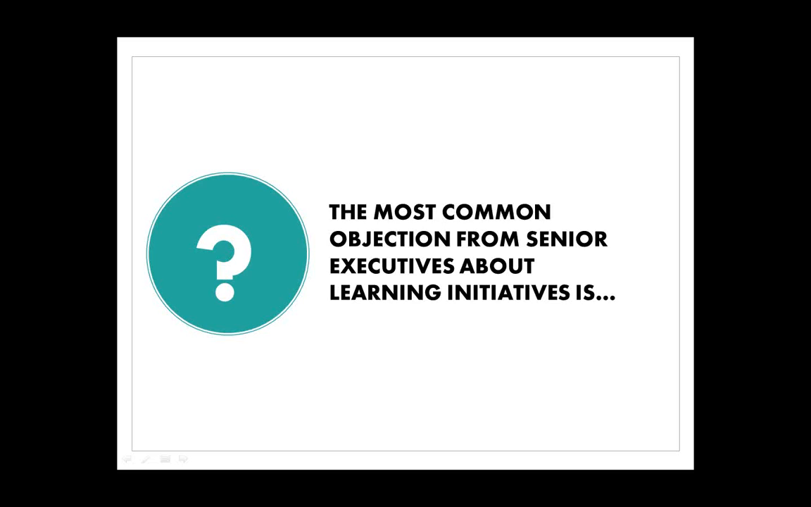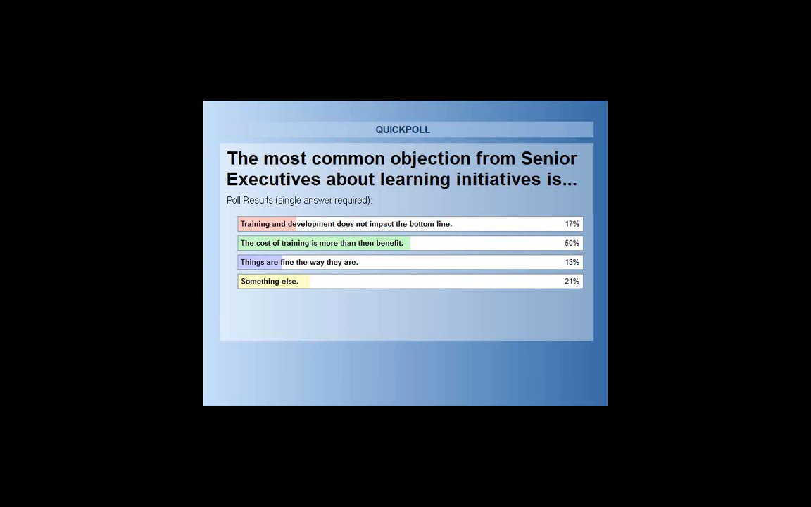Well, each one of these choices we address head-on in today's session. And if you think about that, 2/3, 67%, say it doesn't impact the bottom line or the cost of the training is more than the benefit. And that really gets at the heart of building an effective business case. And then things are fine the way they are. That gets to the biggest competitor that we face in the marketplace, which is the status quo, no change. And we're going to talk about that as part of the business case too here in just a little bit. And Jessica's right, there's something else. Let us know what that is. I'd love to hear what that is.